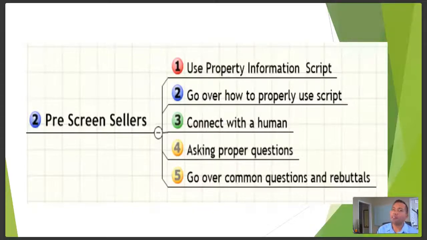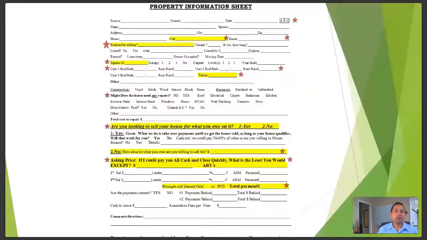So let's move on. Here's the property information sheet, and everyone should have a copy of this inside your teamwork in the file section. If you don't have it there and you need a copy of this property information sheet, please let us know. What we're going to do is break down this sheet. This is the full size.